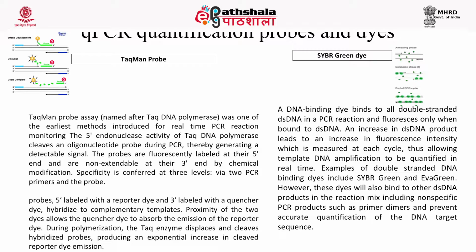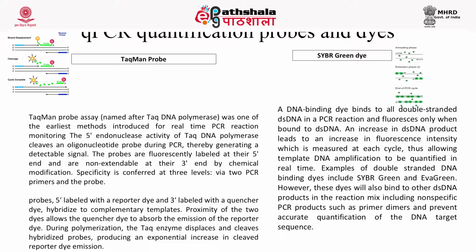The probes, as you can see in the green color, have a 5' label with reporter dye and a 3' label with a quencher dye. The sequence of the probes is such that it will hybridize to the complementary templates.